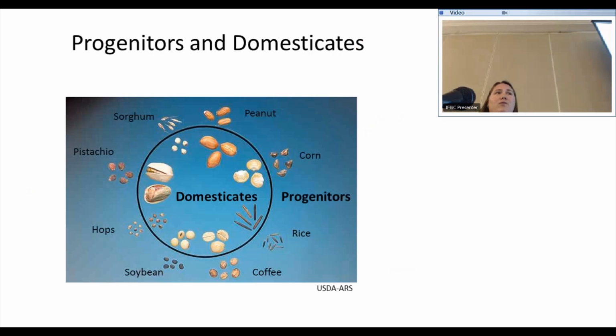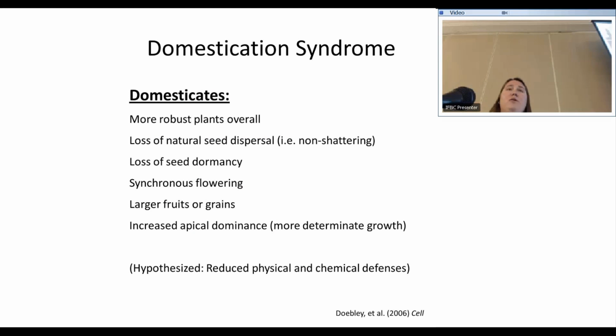And so one of the striking things is the comparison of the progenitor species to the domesticated species. And here's just a sample of a number of species with the progenitors on the outside and the domesticates on the inside. And you can see there are striking differences between just the seed size here, the fruit size in some cases. And we'll talk about some of these specifically next. But most plant species during domestication, compared to the progenitor species, you can talk about what we call the Domestication Syndrome.